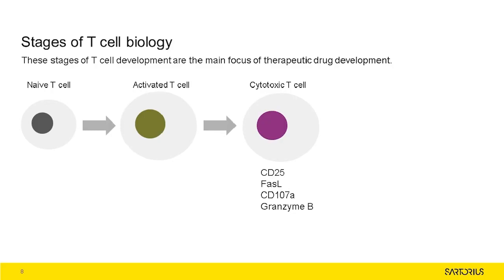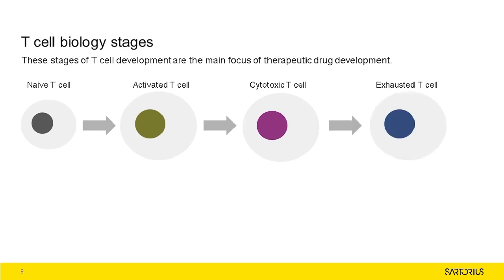T cells are still expressing activation markers here, as well as CD107A, which indicates degranulation, as well as FAS ligand, which is also required for induction of apoptosis. Sometimes a cytotoxic T cell can enter into a state called exhaustion. This is a broad term used to describe the response to chronic antigen stimulation.